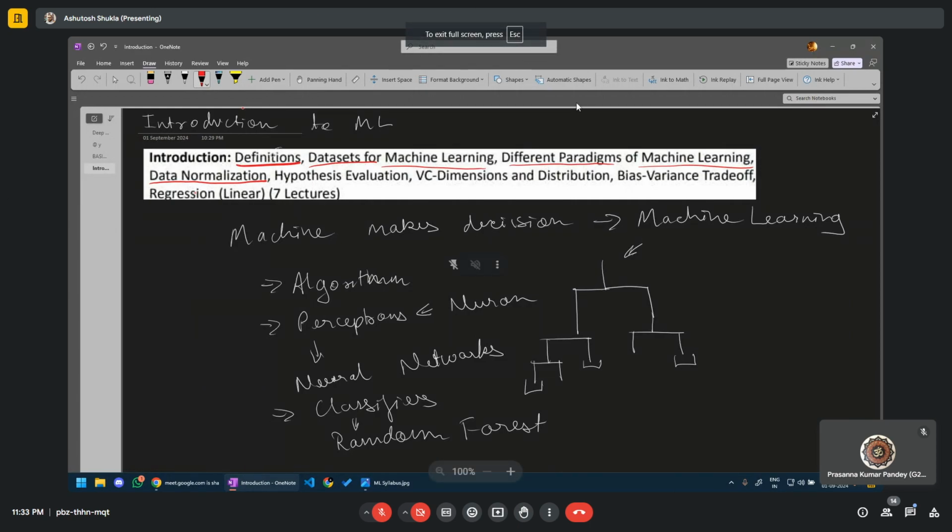So tomorrow we'll first start with VC dimensions and distributions, and then we get to hypothesis evaluation. Because VC dimension distribution is a practical thing that you just learn after doing it once or twice, and then you do the hypothesis evaluation with VC dimensions as well. So we'll do it like that.